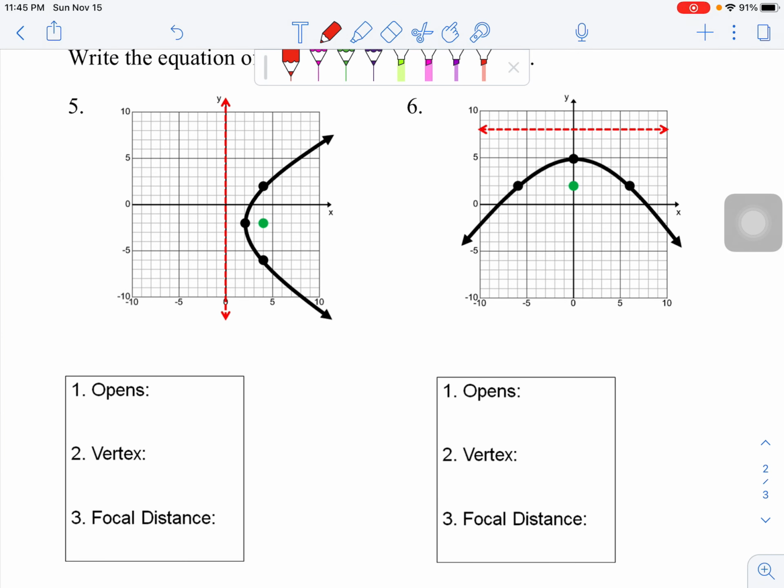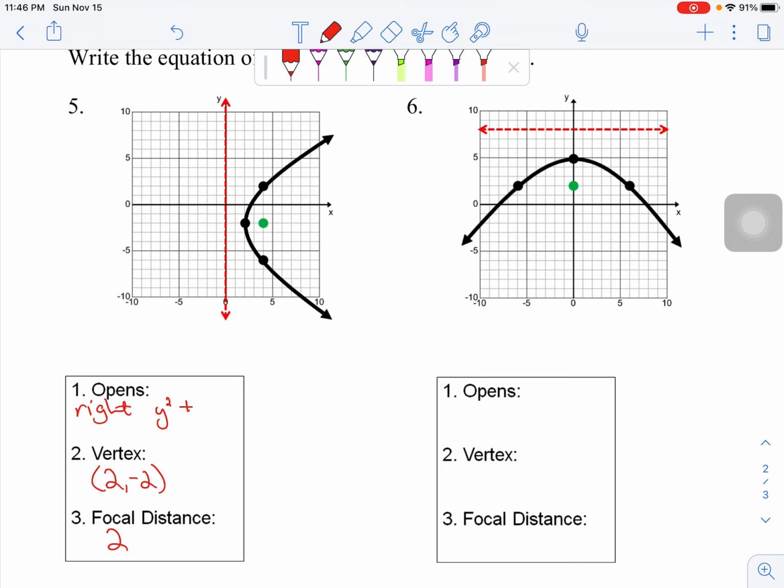We have a parabola that is right facing. So when it says it opens, I am going to put it opens to the right, but I'm also going to remind myself that if it's a right facing parabola, that means it's going to be y squared, and it's also going to be positive. So where's our vertex? Let's find it. That looks like 2, 1, 2, negative 2. All right, so 2, negative 2, and we have a focal distance of 2.